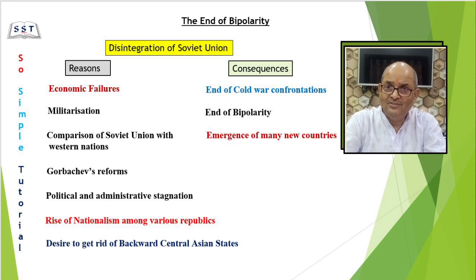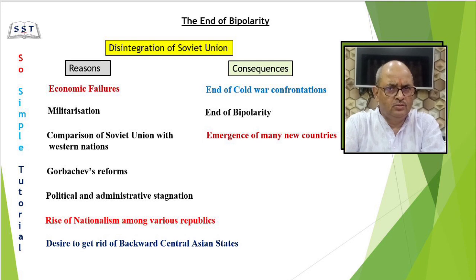Sixth, rise of nationalism among various republics. Glasnost had led to the rise of nationalism and desire for sovereignty within various republics, including Russia and the Baltic republics. And last point, desire to get rid of backward Central Asian states. Lastly, people from the prosperous parts also did not want to continue with the backward Central Asian states. So all these reasons, students, were collectively responsible for the disintegration of the USSR.